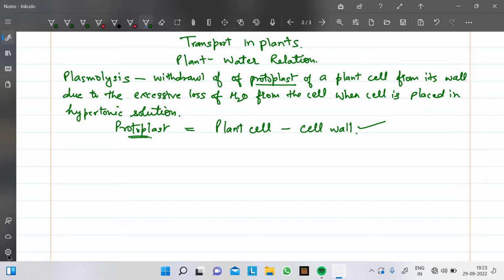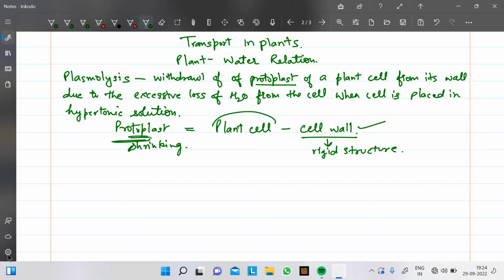So what will happen when we place the cell in hypertonic solution? Exosmosis will start because the solution is concentrated and the cytoplasm is diluted. The water will start moving from inside to outside the cell. The membrane starts shrinking, but the cell wall will not shrink because it is a rigid structure. What will shrink? The protoplast. The protoplast starts shrinking. This process is called plasmolysis.